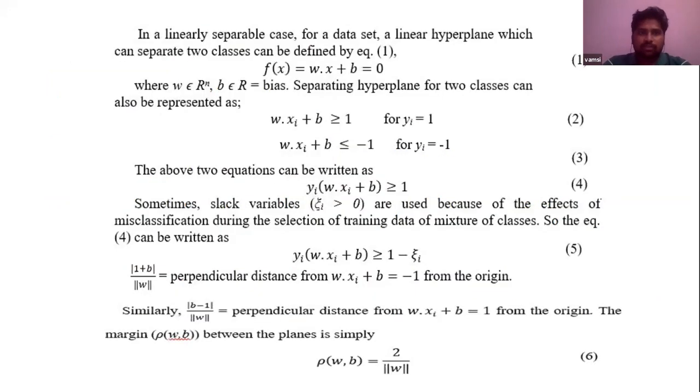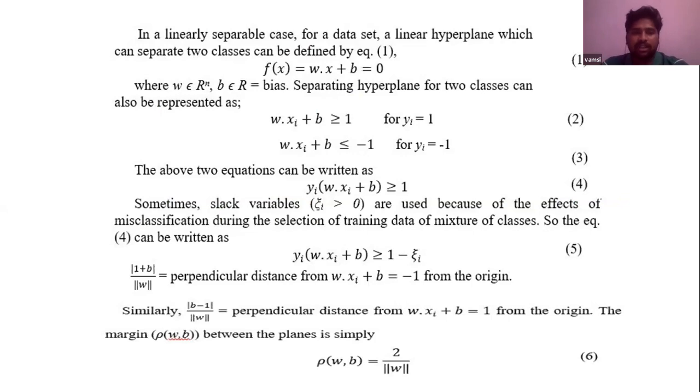In a support vector machine, the hyperplane equation is f(x) = wx + b = 0, where w is in R^n, that is the n-dimensional feature space, and the bias b is in R, one-dimensional space. In SVM, wx + b greater than or equal to 1, and wx + b less than or equal to -1 are combined to form an equation.